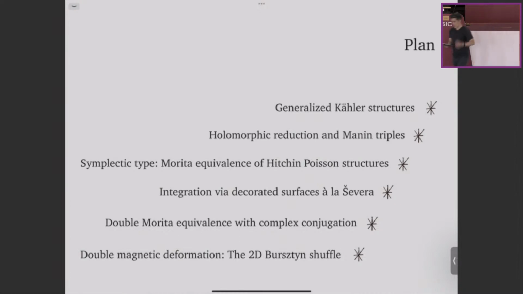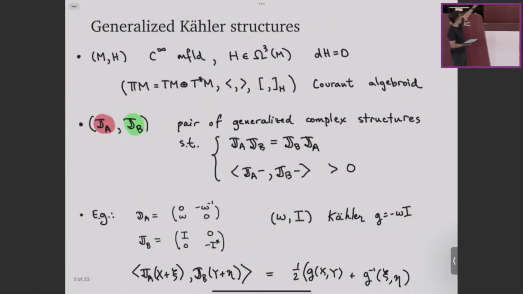Okay, so what is a generalized Kähler structure? Very simple. We have a C-infinity manifold, and we have a closed three-form on it. That closed three-form is the Neveu-Schwarz background three-form flux, or you could think of it as the curvature of a gerbe, but it's just a closed real three-form. And from that information, you can produce this Courant algebroid, T plus T star. It has a natural orthogonal structure, split signature, and it also has this bracket, which includes the three-form, the Courant bracket.